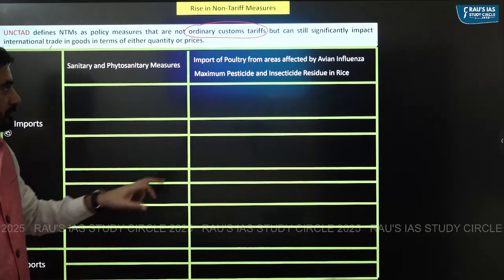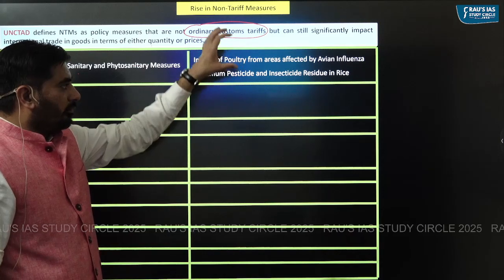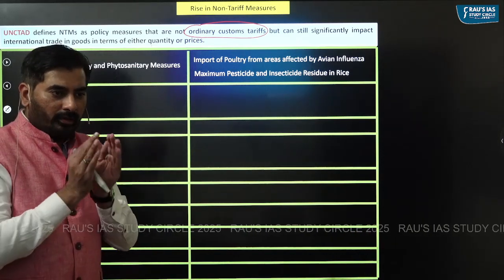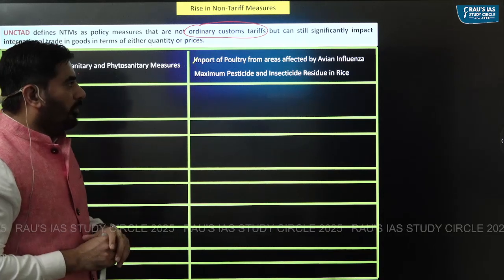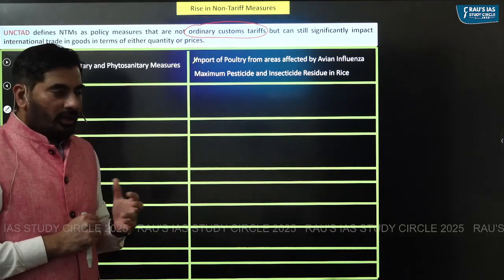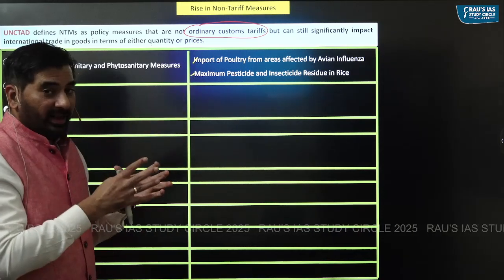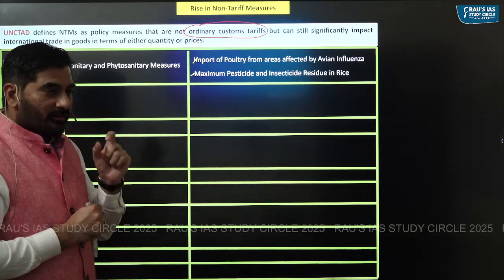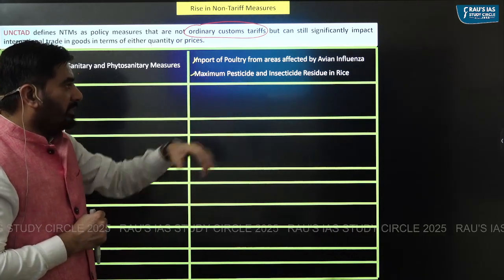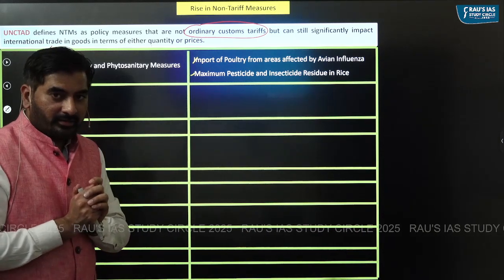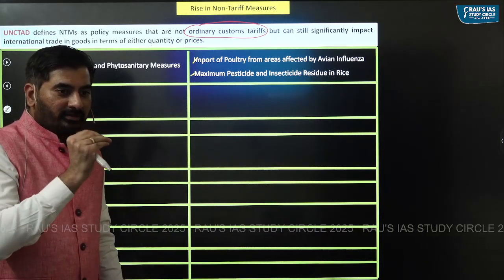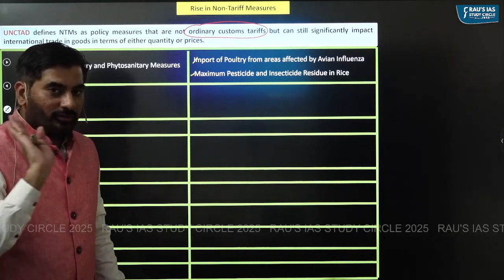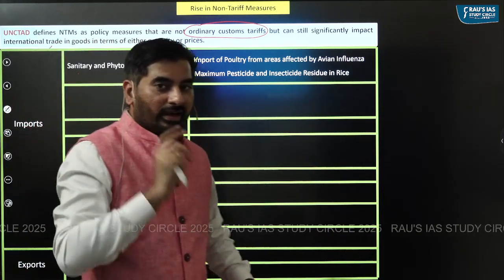An example of which is, let's say India is importing poultry from an area which is affected by avian influenza. For a temporary period, we can ban the import of poultry from the areas affected by avian influenza. Similarly, if the US is importing basmati rice from India, the US can impose restrictions with respect to maximum pesticide and insecticide residue in that basmati rice. It may say that the residue should be below a particular level, only then would it import, because it wants to safeguard the health of the people in the US. So this is a sanitary and phytosanitary measure.